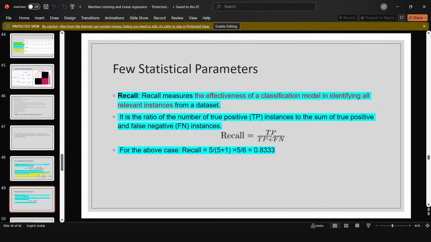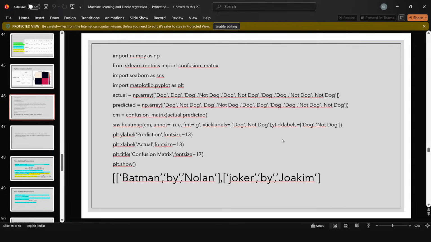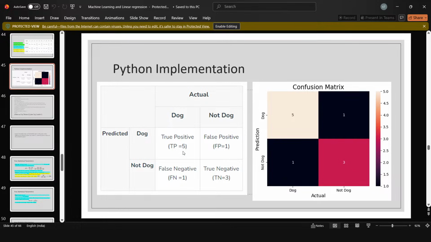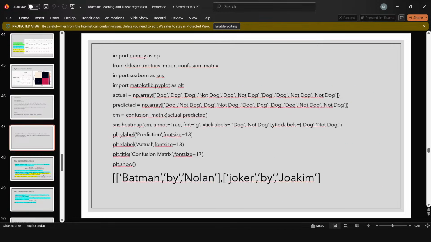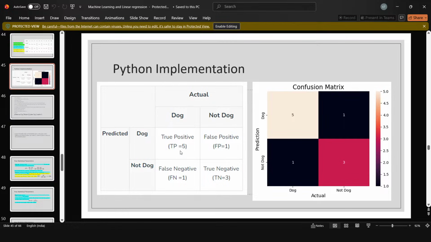The next one is recall. Recall is basically true positive by true positive plus false negative. False negative is when it is actually true, but you tell it is negative. You have wrongly identified it as negative, but it is actually positive. So this is also coincidentally 5 by 6, I guess. TP by TP plus FN, right? So this is also 5 by 6.